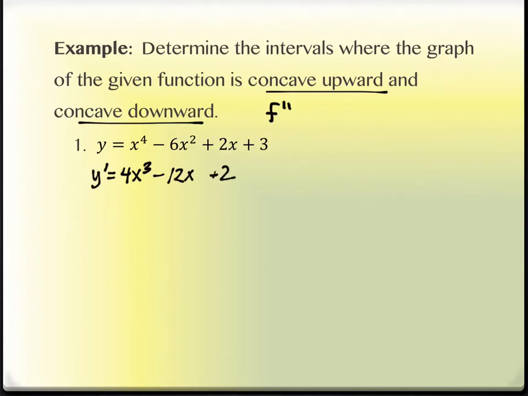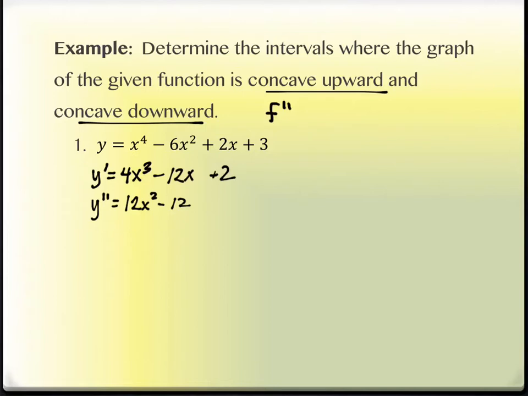Okay, everybody agree? All easy to do, right? Yeah. And then we just do it again. We take the second derivative. So what's the second derivative? 12x squared minus 12. We're all good, right?